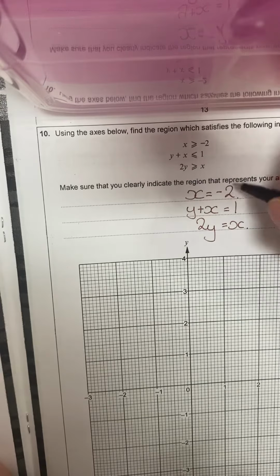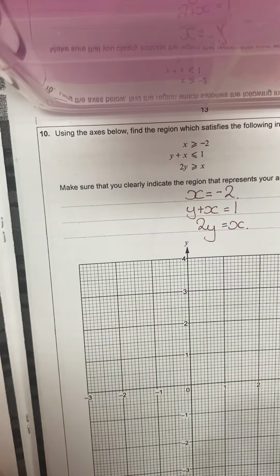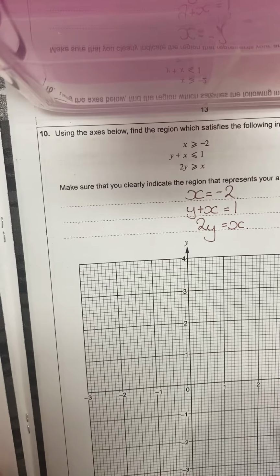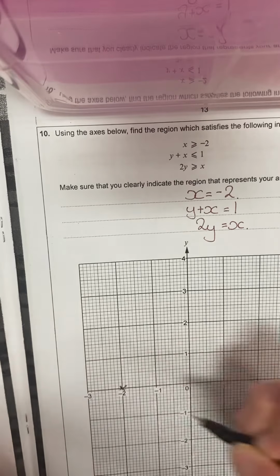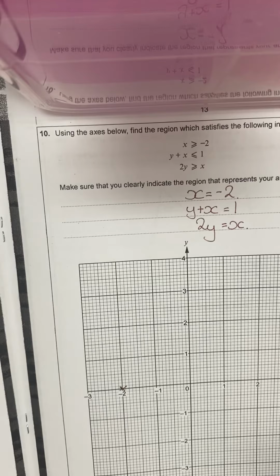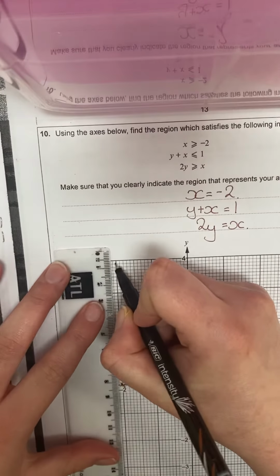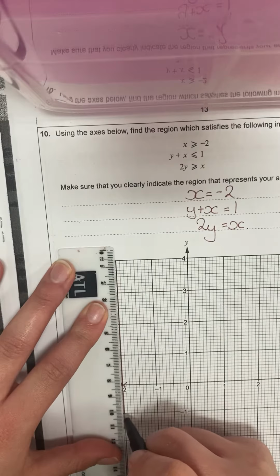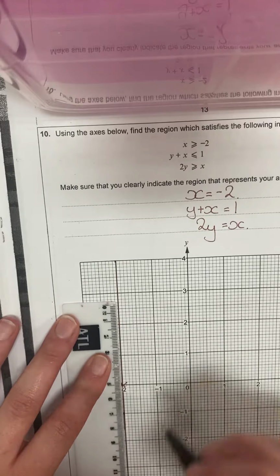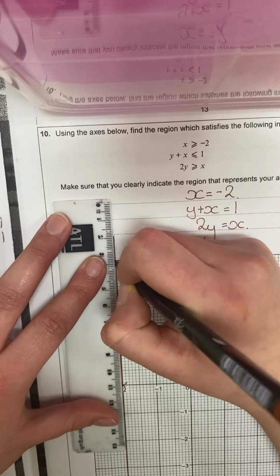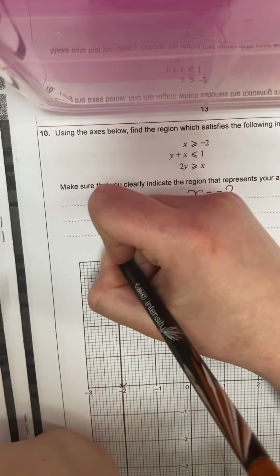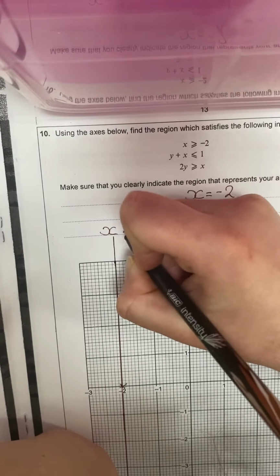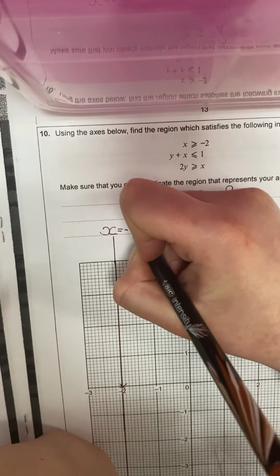So we already know how to draw vertical and horizontal graphs. So the line of x is equal to -2 is going to go through the x-axis at -2. So it's going to go through here, and it is going to be a vertical line. So it's going to look like this. So this is the line of x is equal to -2.